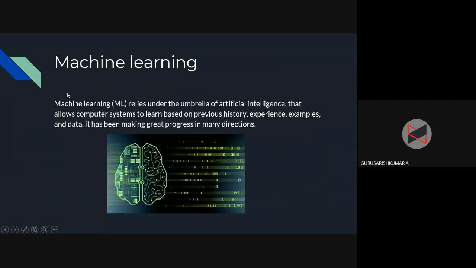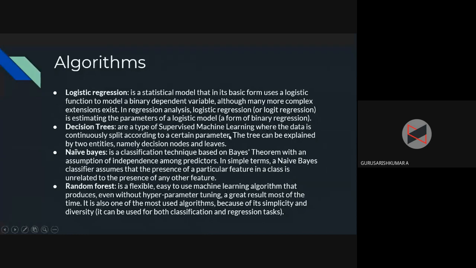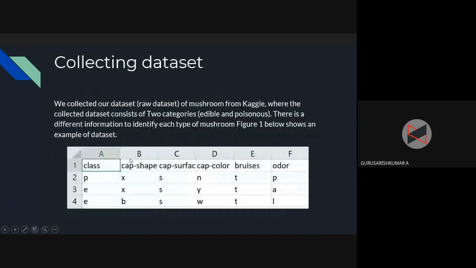Machine learning falls under the umbrella of artificial intelligence that allows computer systems to learn based on data. It has been making great progress in many directions. Algorithms we use: we are using four supervised algorithms. The first one is logistic regression, the second one is decision tree, the third one is nearest neighbor, and the last one is random forest.